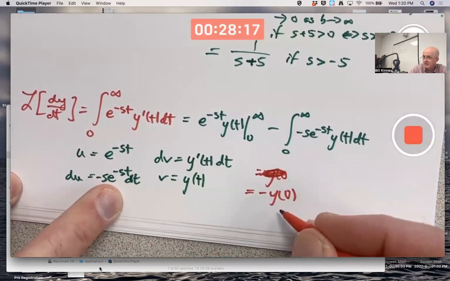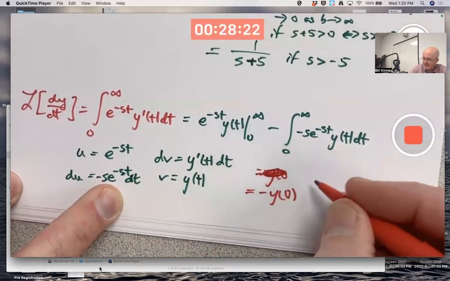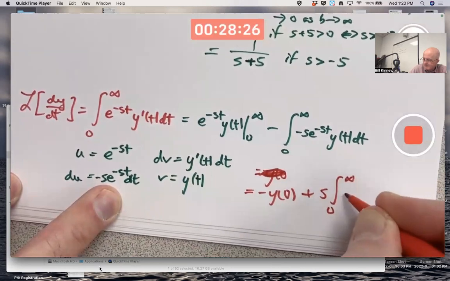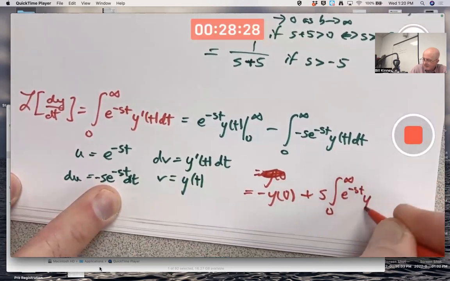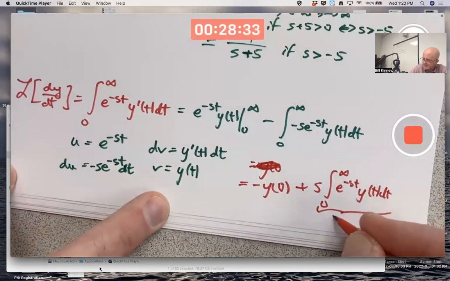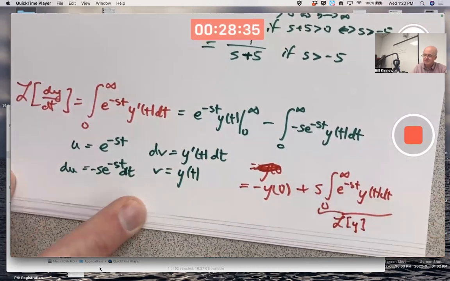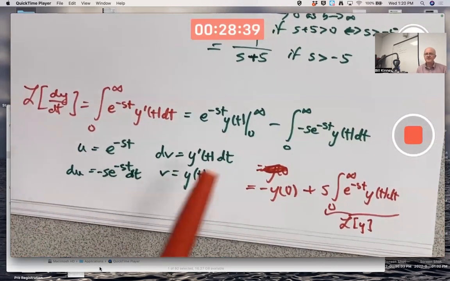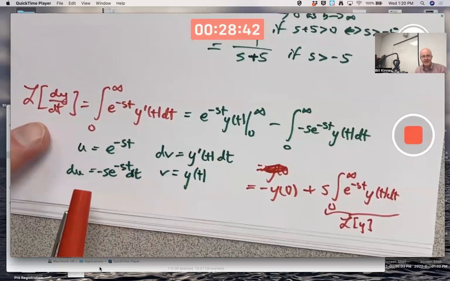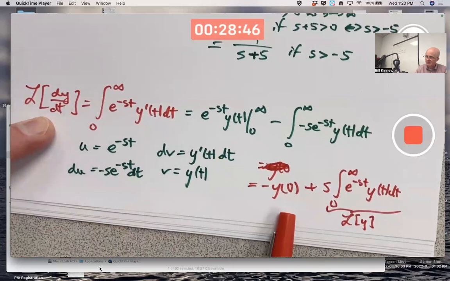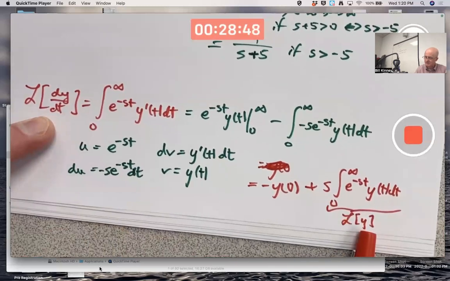y of 0 is 3 for this problem. Two negatives here make a plus. I can factor the s out of the integral. And lo and behold, that integral is the Laplace transform of y. So what we've just found here, at least assuming y of t doesn't grow too fast, is that the Laplace transform of its derivative is negative of its initial value plus s times the Laplace transform of the function itself.